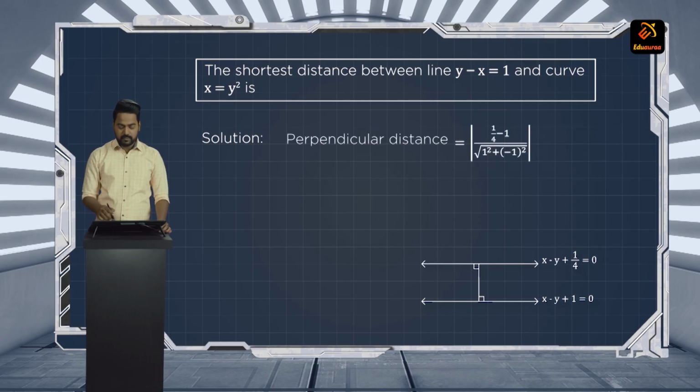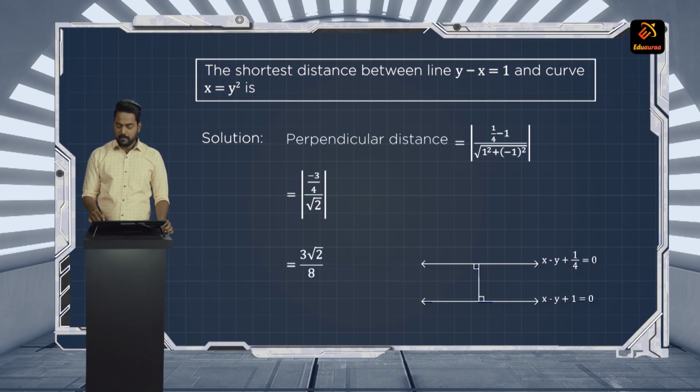Now the shortest distance from the line and the curve will be the perpendicular distance of these. So the perpendicular distance will be modulus of c1 minus c2, that is 1 by 4 minus 1, upon root of 1 square plus minus 1 the whole square. So it will be 1 by 4 minus 1, which is minus 3 by 4, upon root 2. So minus 3 by 4 upon root 2 can be written as 3 upon 4 root 2. So the answer will be 3 upon 4 root 2 after the modulus.